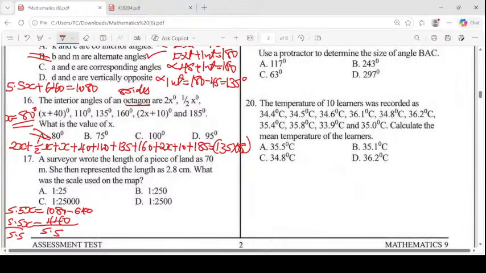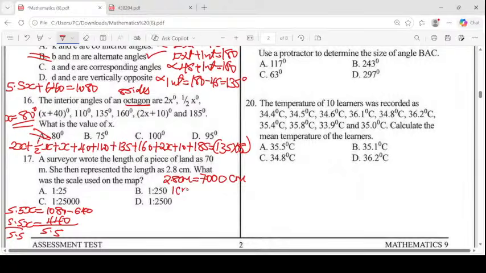Question 17. A surveyor wrote the length of a piece of land as 70 meters. She then represented the length as 2.8 centimeters. What is the scale in use? So this means 2.8 centimeters represents 70 meters, which is like saying 70 times 100. So that's like 7,000 centimeters.